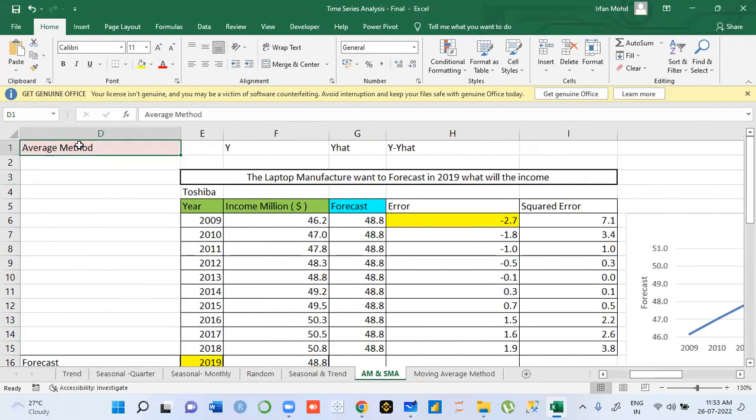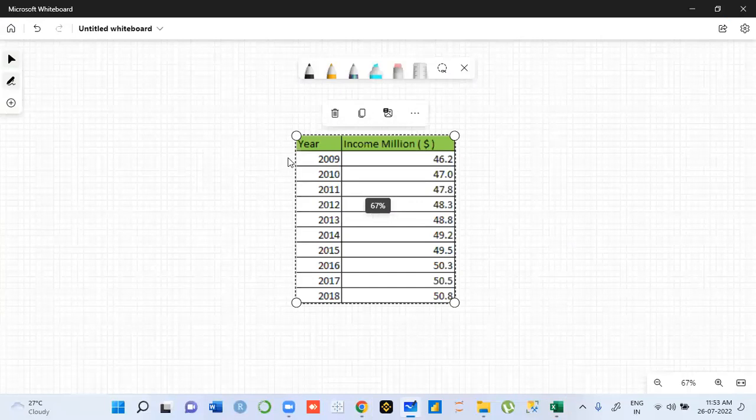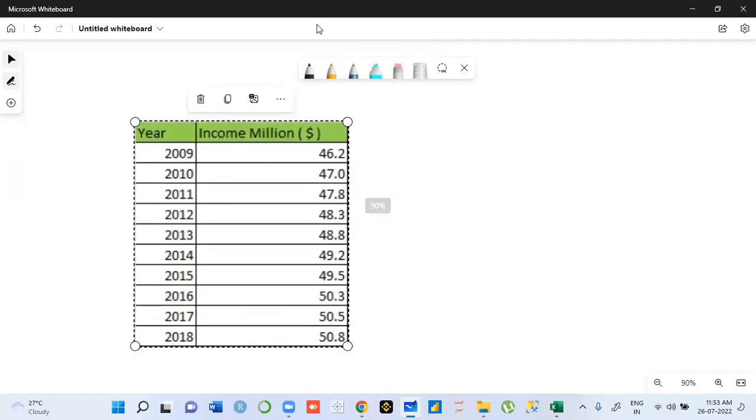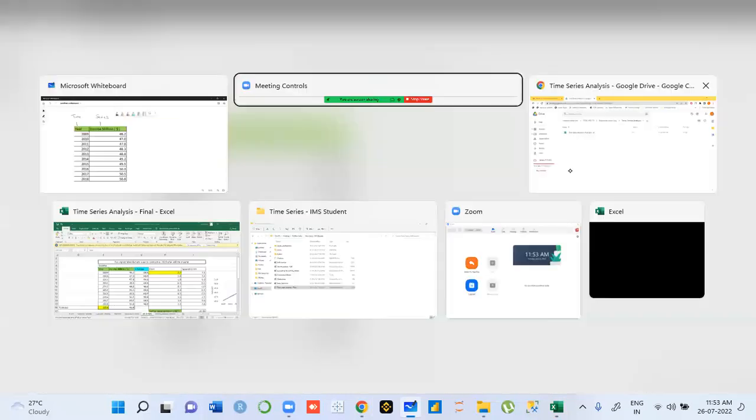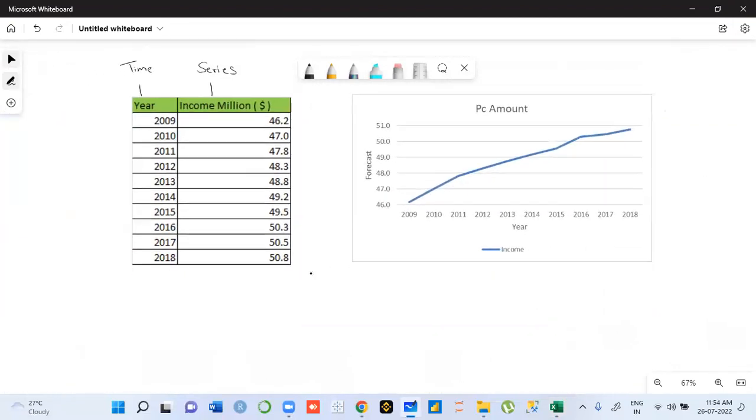Okay. First, I'll take the average method. What is the meaning of average, guys? Mean. So we have a laptop manufacturing company that wants to forecast what their income, their revenue, will be in 2019. We have data till here. What is the time factor over here? Monthly income series. So can I say as the year changes, my income also increases? Which pattern do I have? Upward trend. So here we say we have a trend, but which trend? Upwards. Clear.